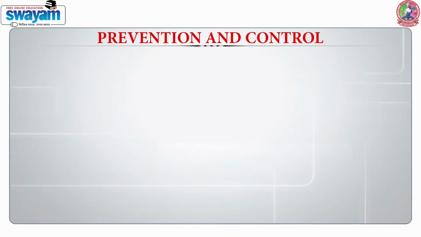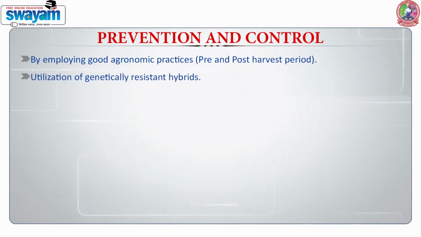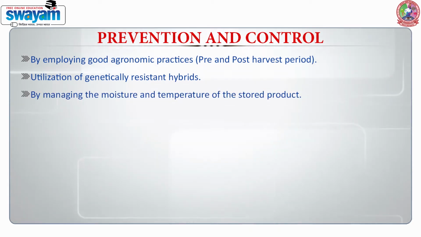So, the question is how to prevent and control the occurrence of these mycotoxins in the various foodstuff. The first and foremost condition required is to employ good agronomic practices during the pre and post harvest period. And then it is essential to utilize genetically resistant hybrids which are resistant to fungal attack. And secondly, by managing the moisture and temperature of the stored food product.